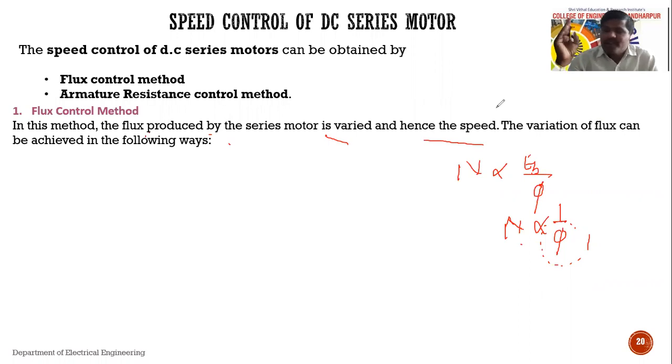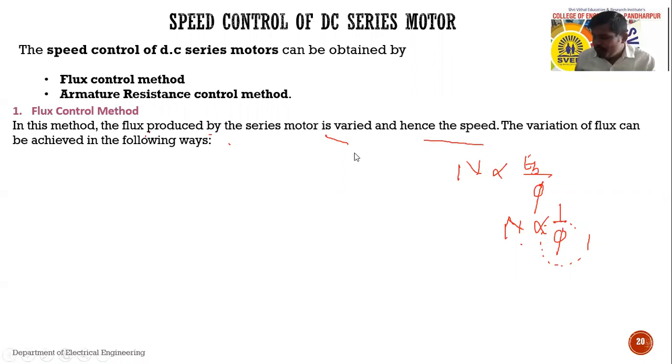Now see, this flux variation or change in the flux can be done by using some methods. There are two methods. In that, first one is nothing but the field diverter. Okay, so this method is the field diverter technique, and another one is the flux control technique. So we will see one by one.